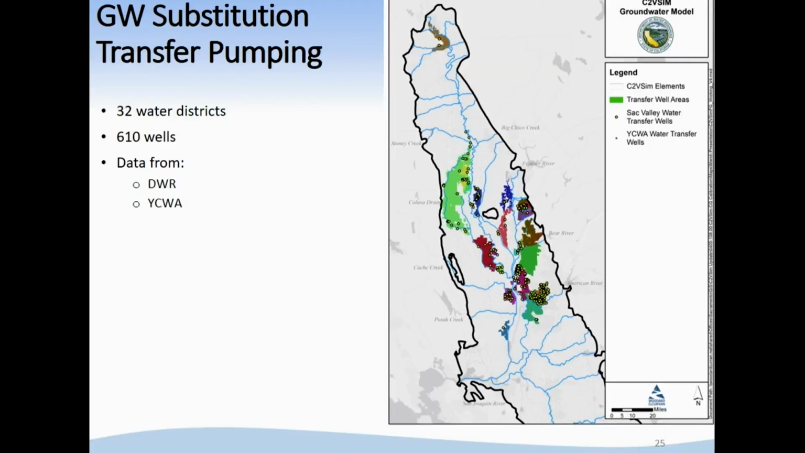Another piece of information represented in the model is the groundwater substitution transfer happening in the Sacramento Valley. All 32 districts and 610 wells that participate in this program are represented in the model, and the information came from DWR and Yuba County Water Agency.